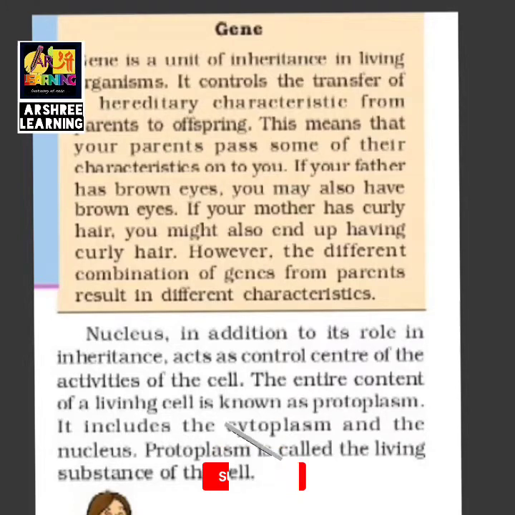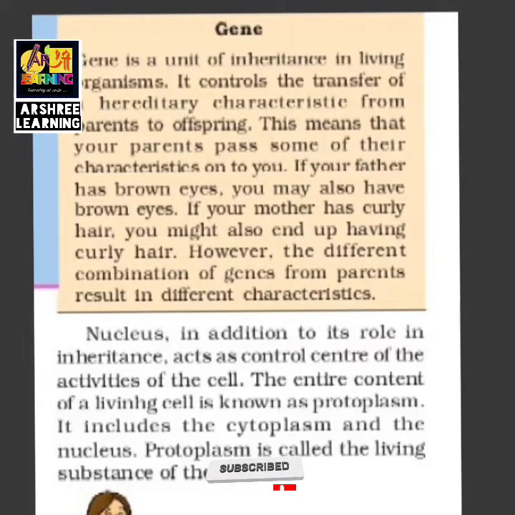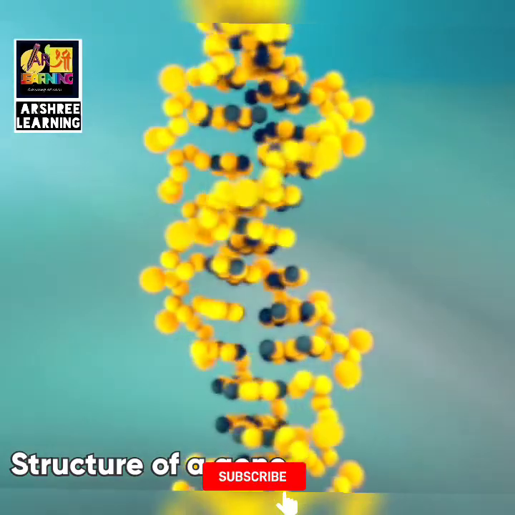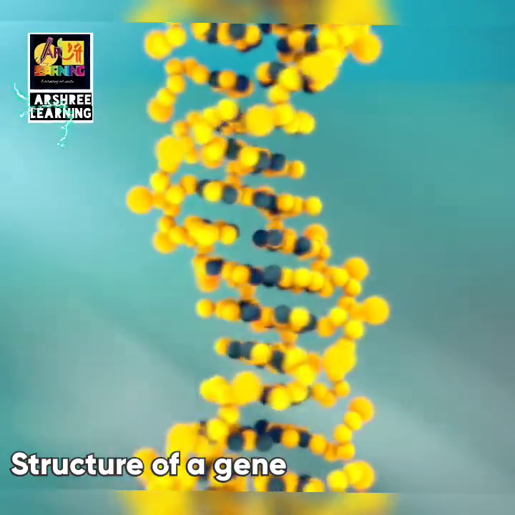In addition to the work of hereditary qualities, the role of the nucleus is that it acts as a control center of the activities of the cell. It controls all the activities in the cell. The entire content of a living cell is known as protoplasm. As I told you, protoplasm means the combination of nucleus, cytoplasm and cell membrane. The nucleus, cytoplasm and the cell membrane together are called the living substance of the cell.